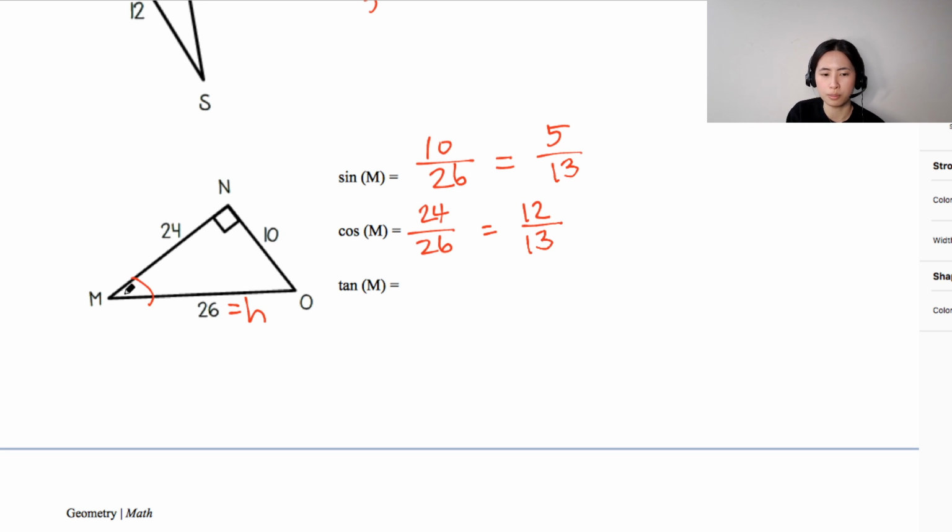For tangent, opposite side would be 10, adjacent is 24, right? This is where the adjacent side is. So dividing both by 2, you would get 5 over 12, right? Yeah, it's right. And again, you can always use sine over cosine for tangent.